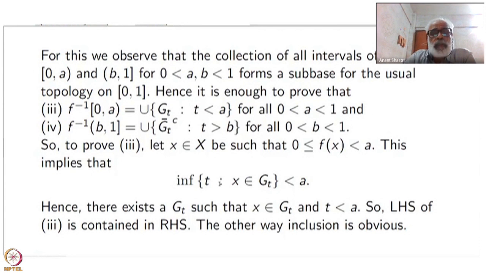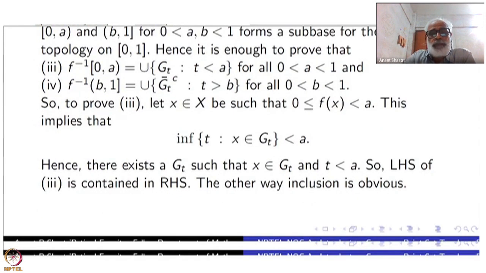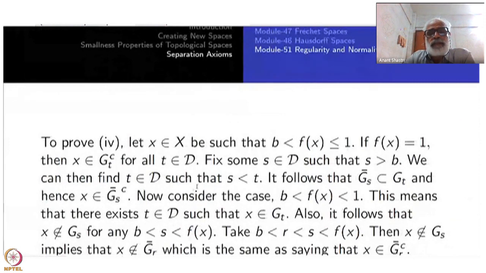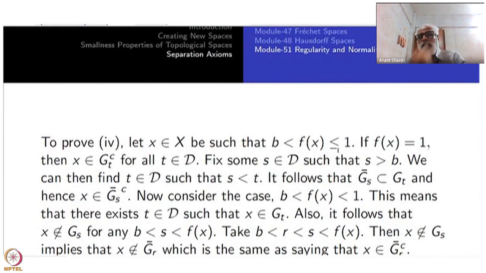All right. So the fourth one. To prove 4, let us take x such that b is less than f(x) less than or equal to 1. If f(x) is 1, then remember, when it is 1, x is inside G_t complement for all t belonging to D. No G_t will contain it, it is in the G_t complement.